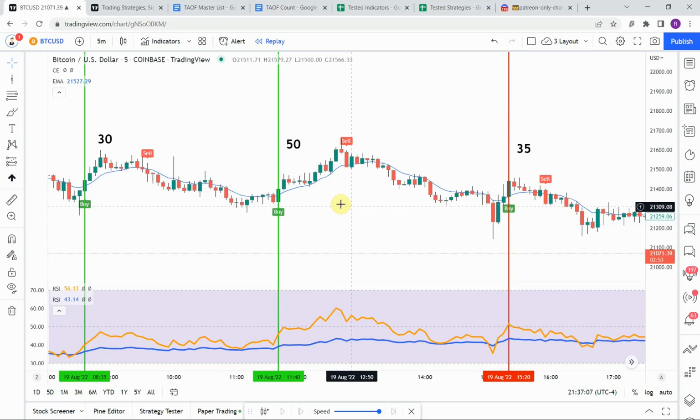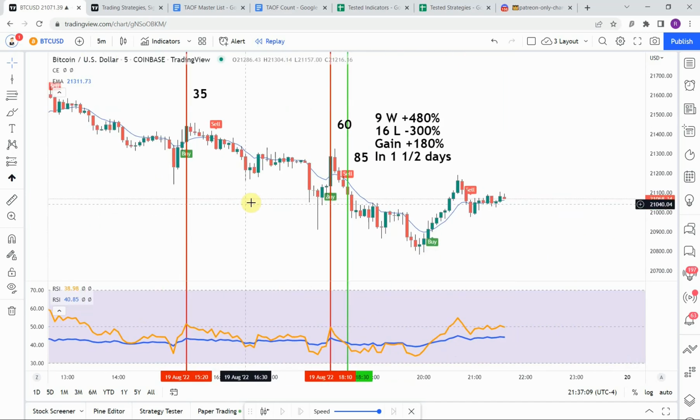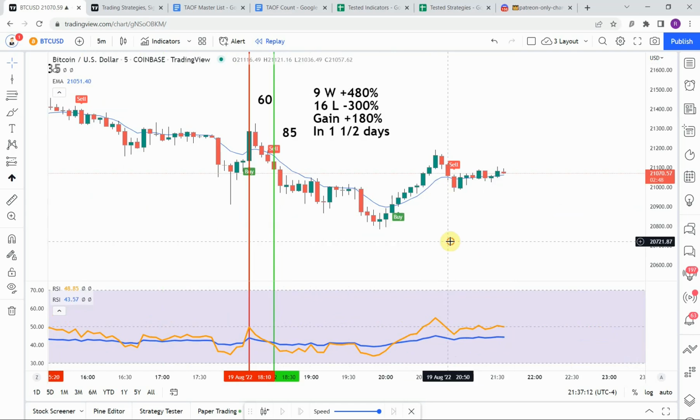So all right, I hope that helps everyone. This is a cool little strategy. I think it can actually be useful.